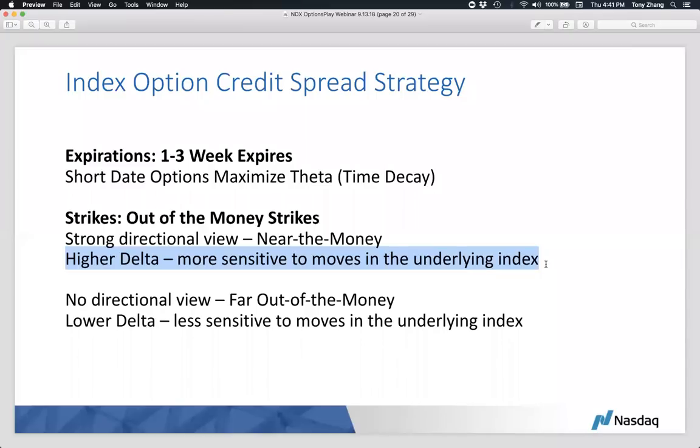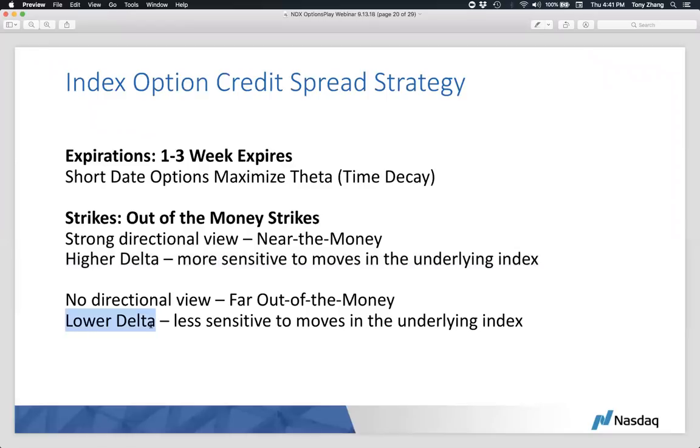However, there are plenty of users that sell credit spreads that effectively have no directional view. This is really for those of you that have no directional view and you simply want to collect some premium. This is where you want to sell far out of the money credit spreads, so those high probability credit spreads. And the reason for this is because when you sell these far out of the money credit spreads, you have a very low delta on those trades, so you're not very sensitive to the moves in the underlying index.